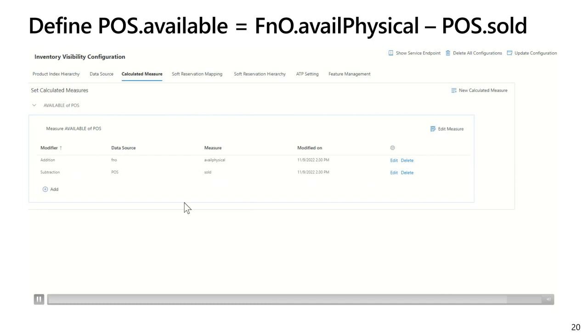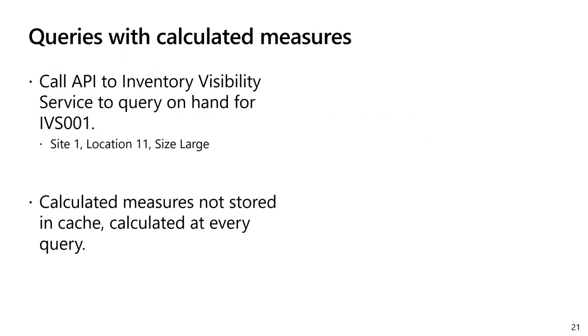And at this point, we're defining the calculated measure of POS.available as we expected. And we again need to update configuration to validate and activate the changes. Let's see what the difference is after we define the calculated measure. We will make another query. So we will call the on-hand index query API for inventory visibility service as we did a few minutes ago, and for the same site, location and sizes.